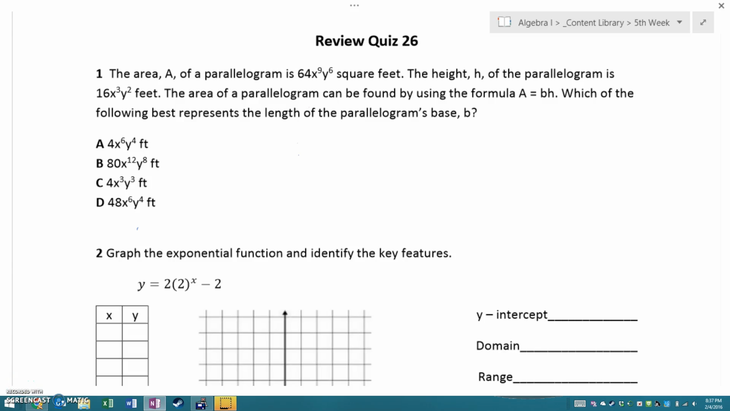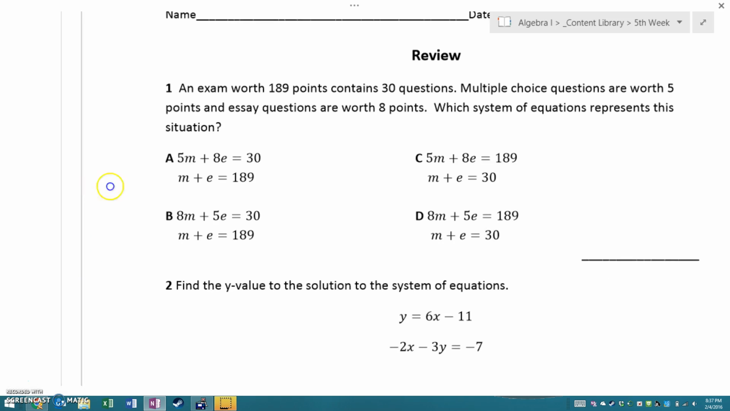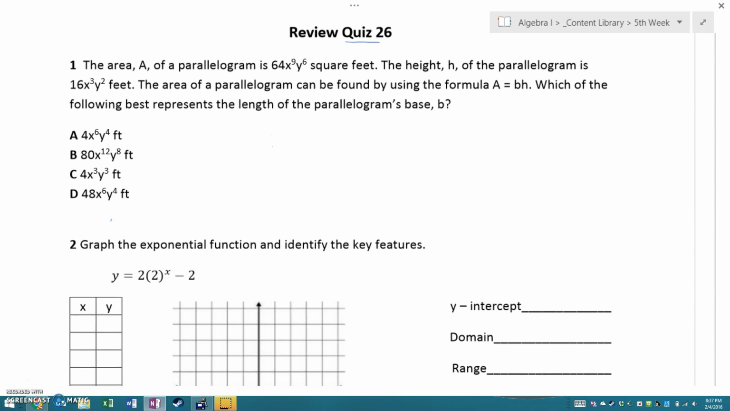Hey, so I'm going to go ahead and get into the review that I gave you guys in class. There are two parts to this. One part is going to be the review from in class, and I also have some extra questions off of a second review that you didn't get a paper copy of, but I'm still going to go over some questions for. All right, number one here, the area of a parallelogram.